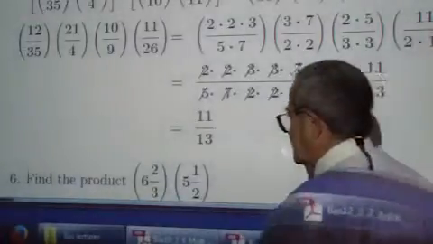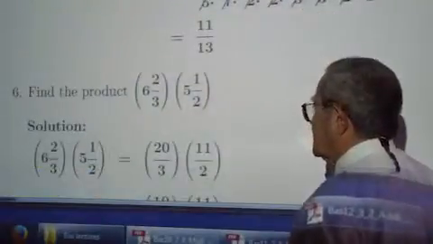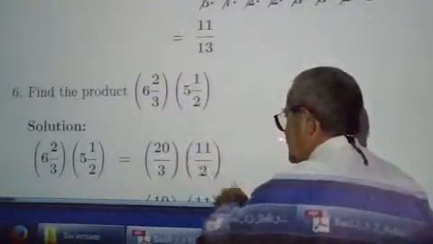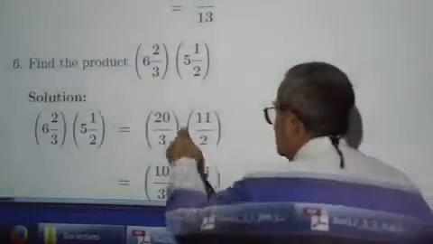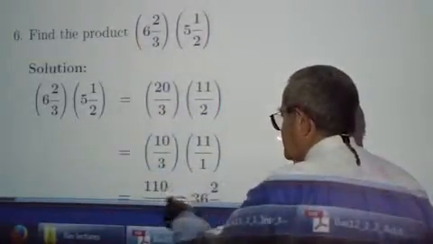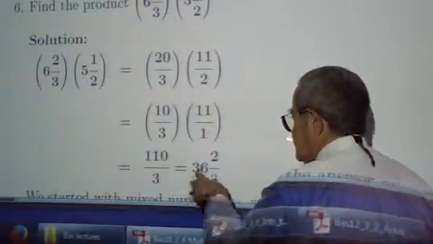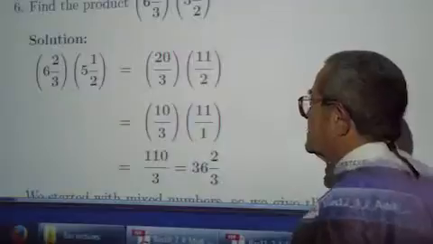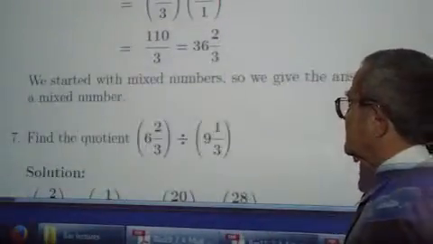Then we wanted to find the product of 6 and 2/3 with 5 and 1/2. Convert that to 20 over 3 times 11 over 2. Reduce, 2 goes in here 10 times, you get 110 over 3, which you want to write as a mixed number, 36 and 2/3. Because you started with a mixed number, you want to end with a mixed number.